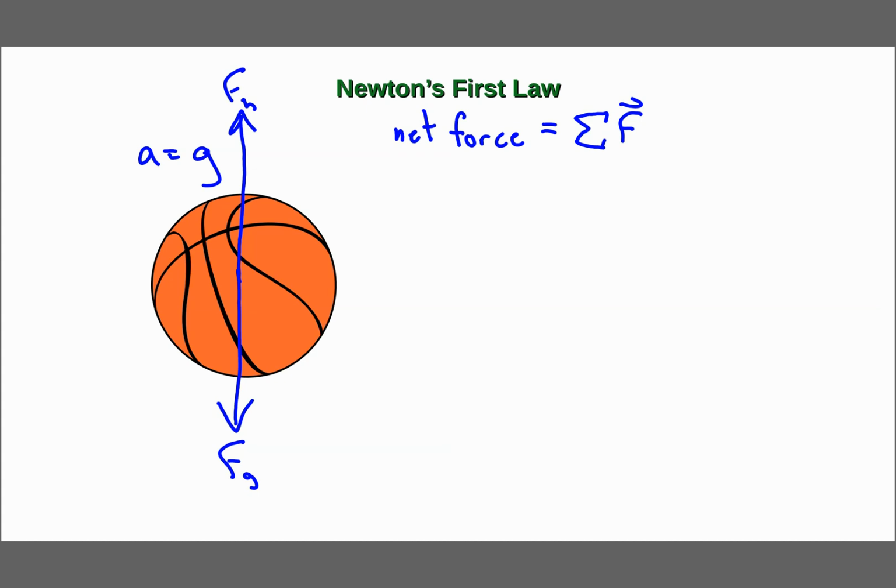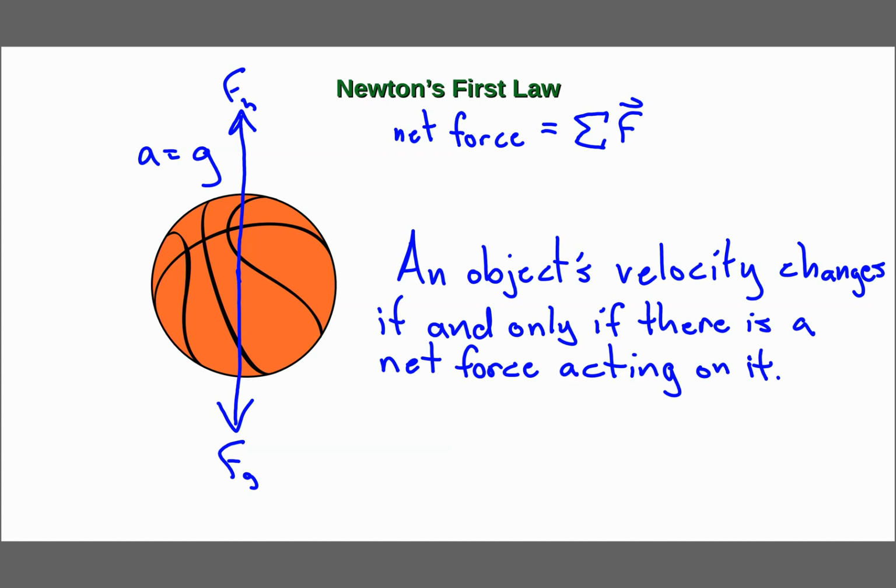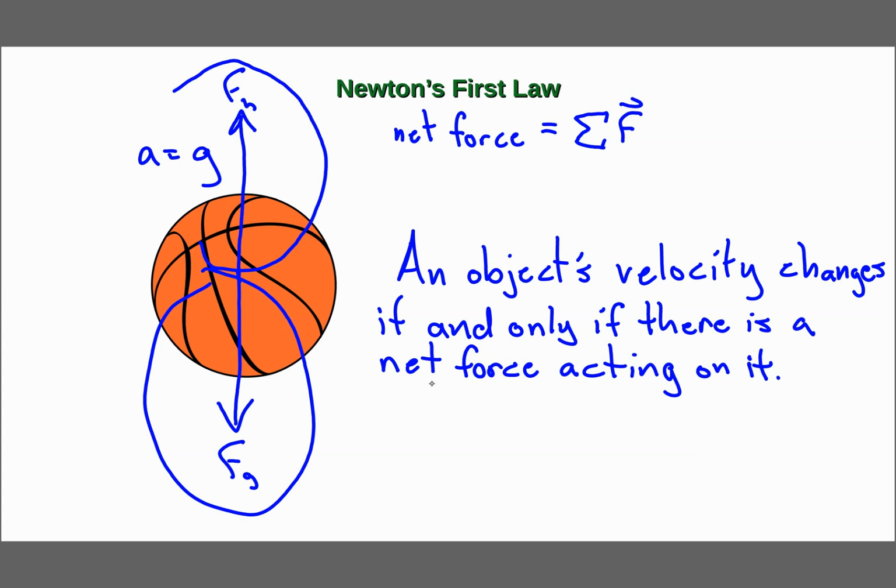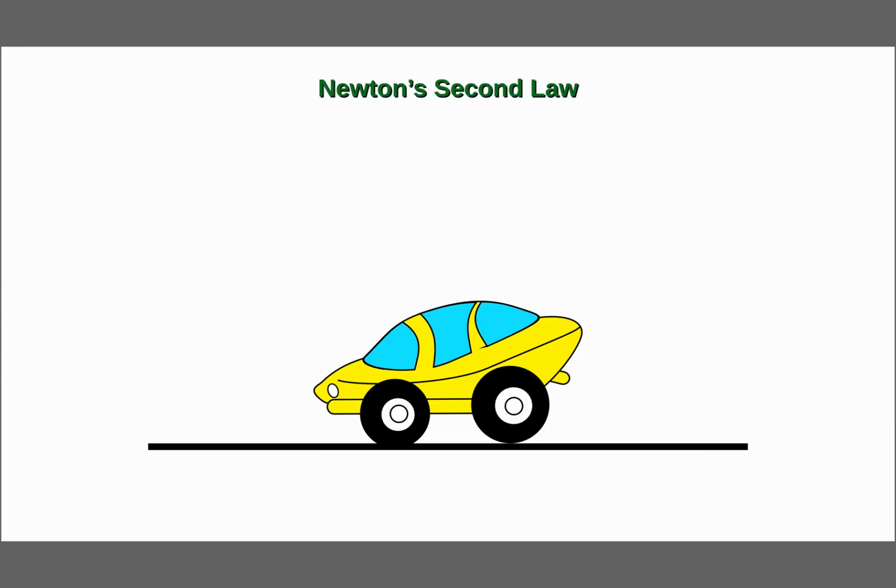And this example illustrates Newton's first law of motion. An object's velocity changes if, and only if, there is a net force acting on it. When there was a net force of just gravity acting on the ball, the velocity changed. And when there was no net force, because the force of gravity on the ball was exactly balanced by the force of our hand, then the velocity did not change.